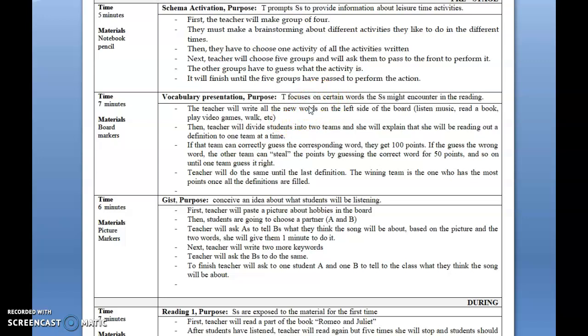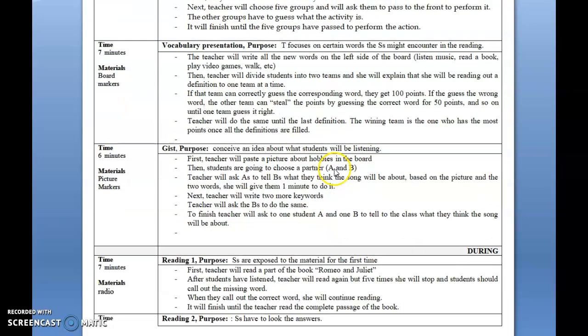Then the teacher will divide students into 2 teams and explain that she will read out a definition to one team at a time. If that team can correctly guess the corresponding word or phrase, they get 100 points. If the team guesses the wrong word, the other team can steal the points by guessing the correct word for 50 points, and so on until one team guesses it right. The teacher will do the same until the last definition. The winning team is the one with the most points once all the definitions are filled.